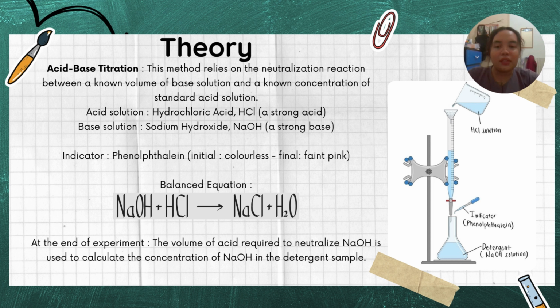The indicator used in this experiment is phenolphthalein, where the color in the conical flask changes from colorless to faint pink. This is due to the neutralization of sodium hydroxide and hydrochloric acid, changing to sodium chloride and water. At the end of the experiment, the volume of acid required to neutralize sodium hydroxide is used to calculate the concentration of sodium hydroxide in the detergent sample.